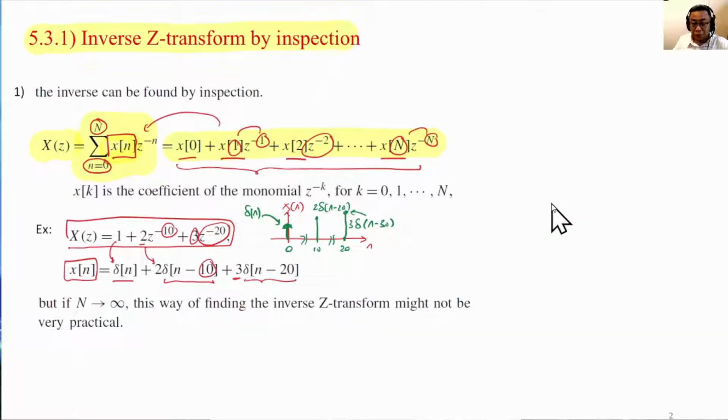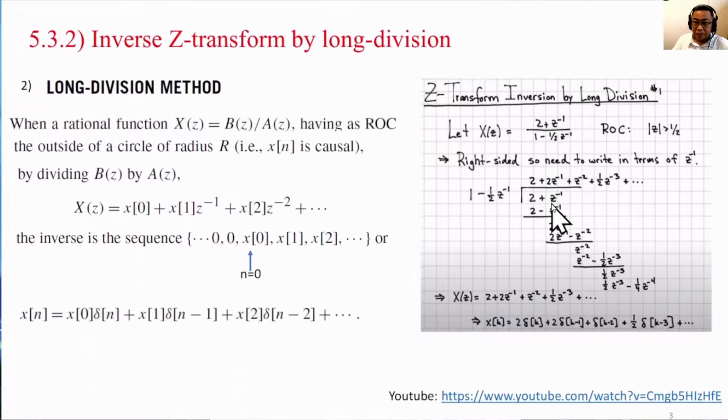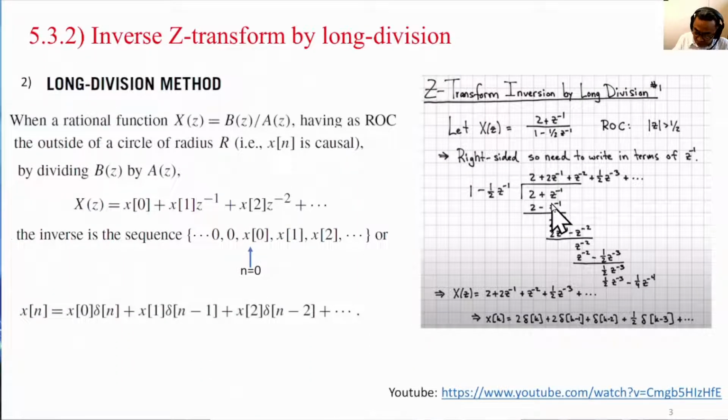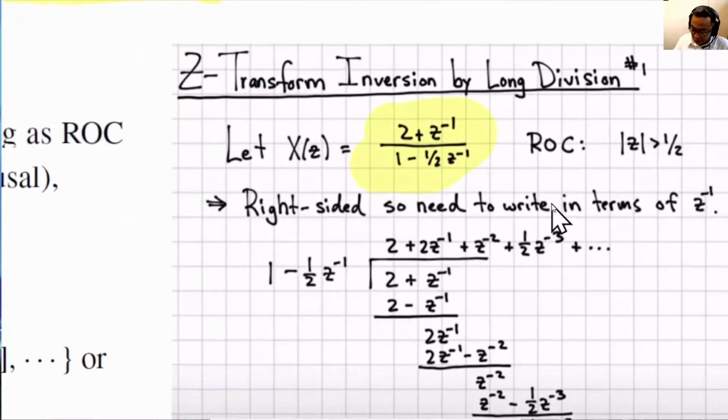Let's see another approach. The second approach is by long division. Now, let us start with an equation that looks like this. X(z) is equal to 2. So remember, we will write 2 like this, which is very similar to z, but we'll put a dash in the middle so we can distinguish 2 and z. So it's (2 + z^-1) over (1 - 0.5z^-1). So this rational function represents our X(z), and we are trying to get x[n].